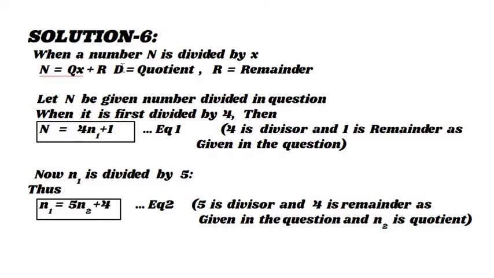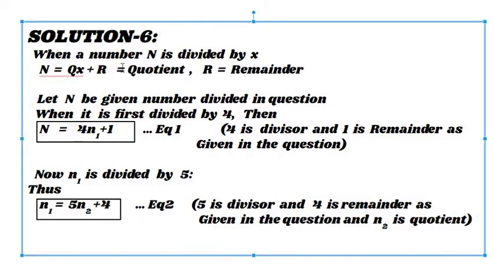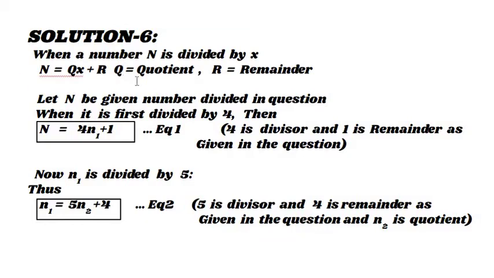Q is the quotient here, and r is the remainder. It is q into x plus r is equal to n. You can also verify it yourself for any possible values of n and x.